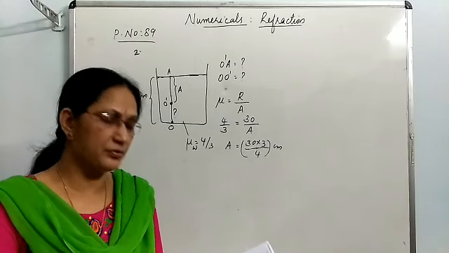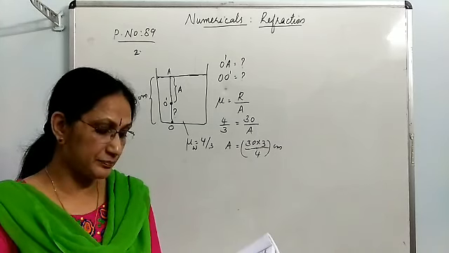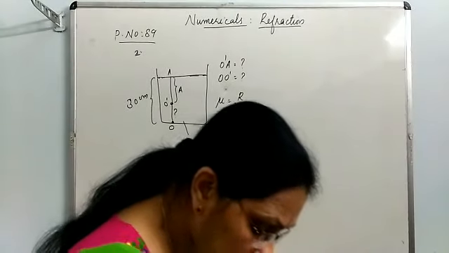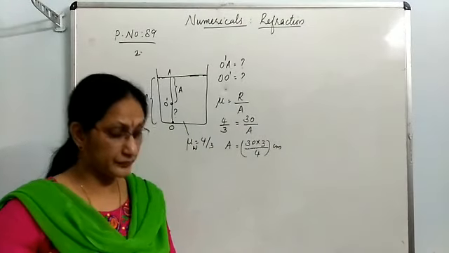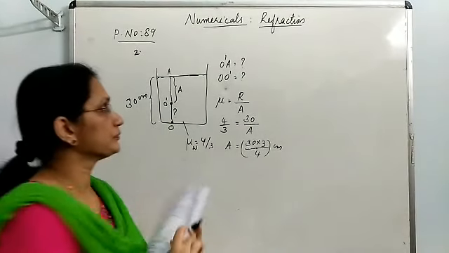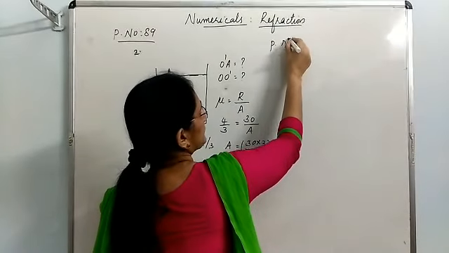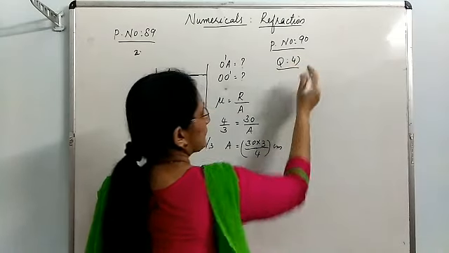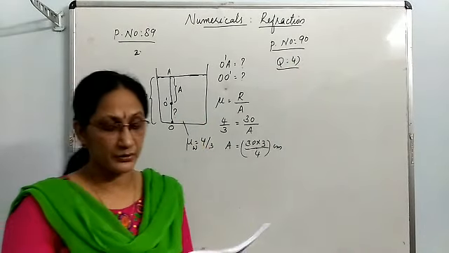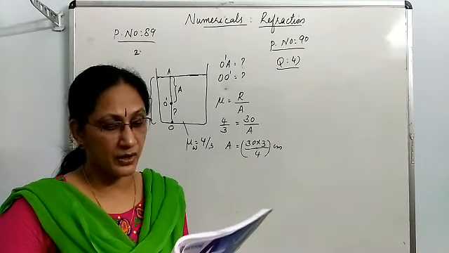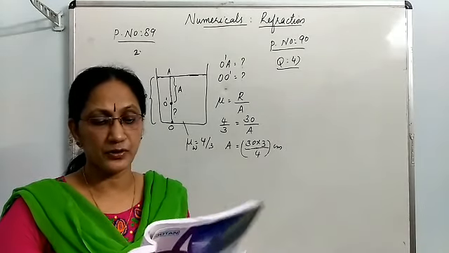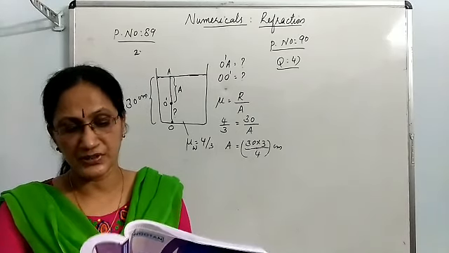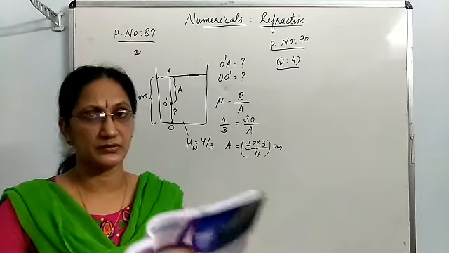Next questions 3 and 4, already we discussed it in the theory. Now from page number 90, question number 4. I will read the question. A bird sits on a branch of tree at a height of 40 centimeter from the surface of water and sees a fish which is at a depth of 16 centimeter.